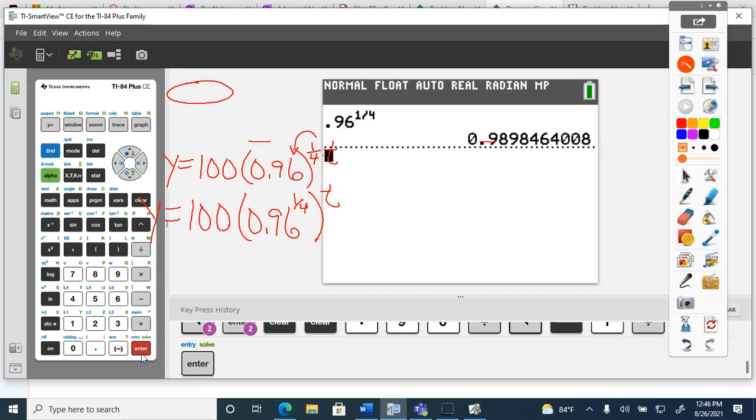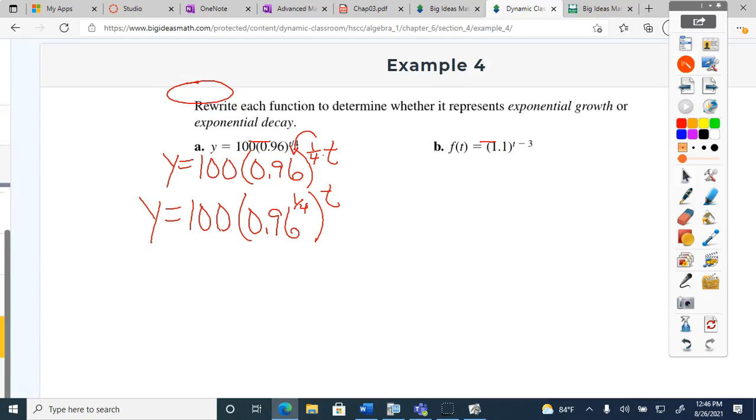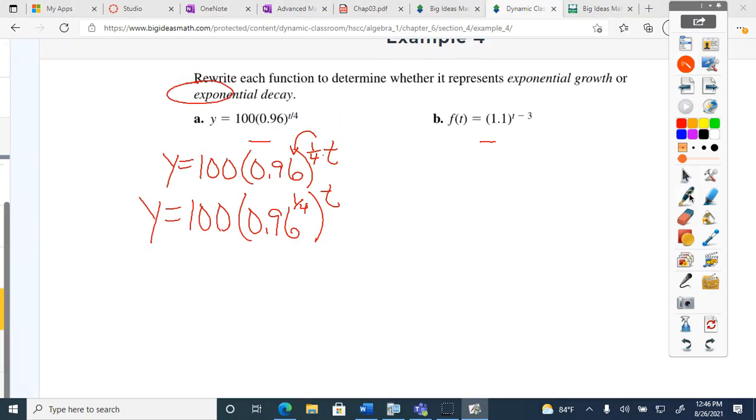All right, so I'm going to change that to 0.99. Let me go back to our problem here. This will become y equals 100 times 0.99 to the t power. And now we've answered the question. Growth or decay? It is a decay.